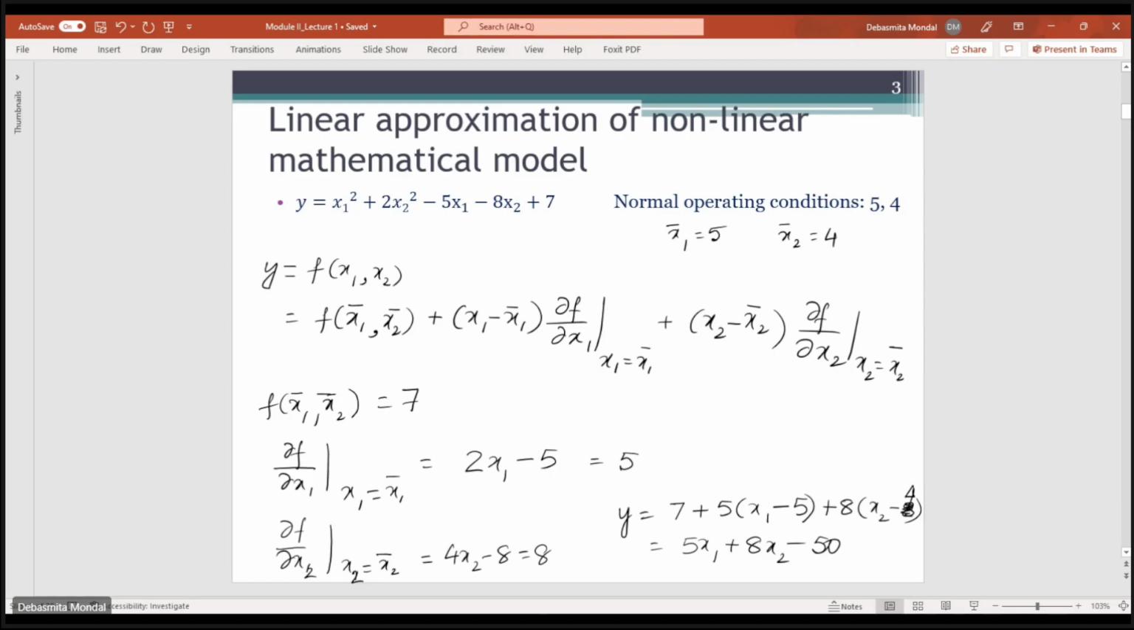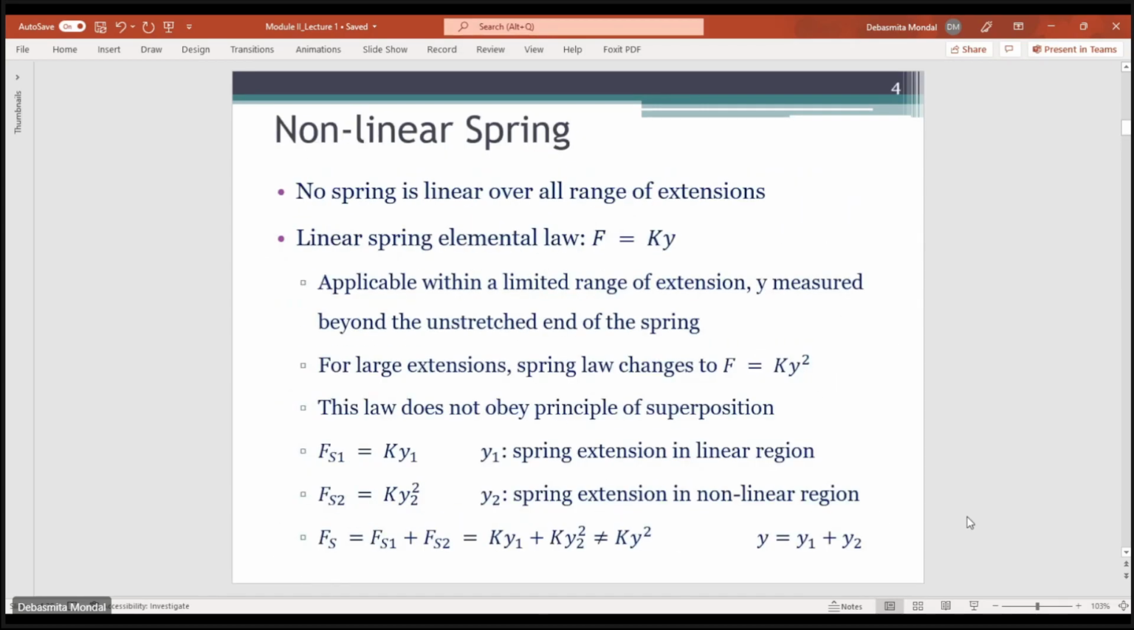Yes, ma'am. Okay, fine. So we were discussing this non-linear spring. If we are talking about a small value of extension of the spring, you apply some force and the spring gets extended. For very small extensions, a spring behaves in a linear way. That means the force applied to the spring, F, equals K times Y, where K is the spring constant.